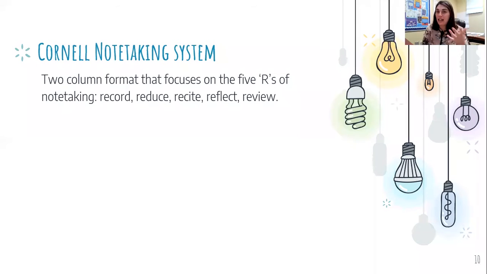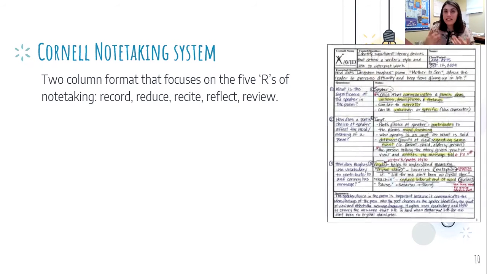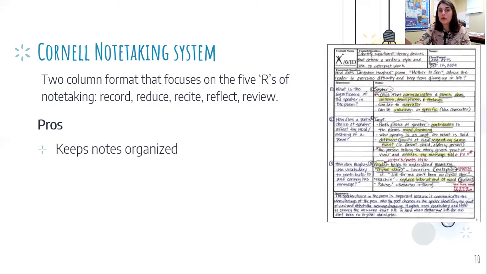The second is, and if you've taken a college success class, you've probably heard of this, the Cornell note-taking system. It is a 2-column format that focuses on the 5 R's of note-taking. That is to record, reduce, recite, reflect, and review. And any good note-taking method is going to follow those 5 R's. And once again, there are some pros and cons to this method. So pros can include, helps keep your notes organized. It creates a natural study guide for you.